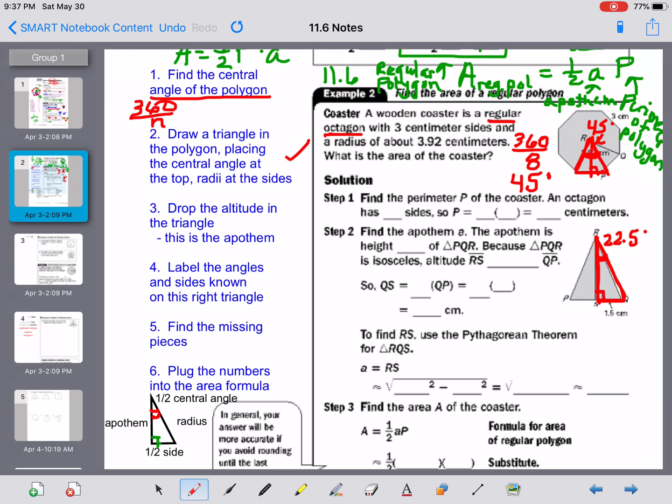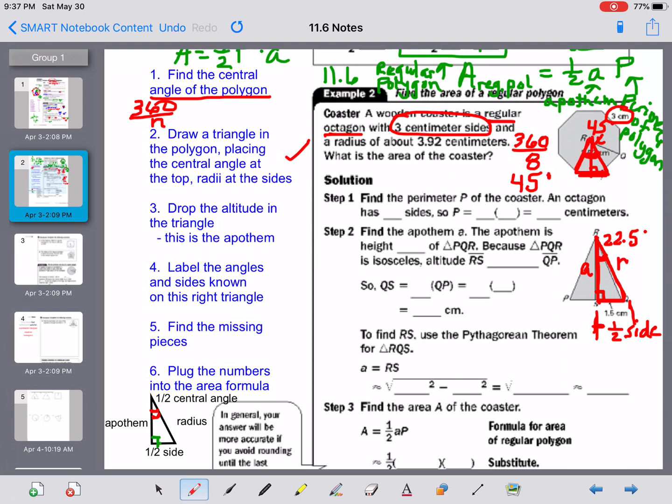My apothem is over here on the left. Over here on the right is my radius. And down on the bottom, this was my full side, so this measure right here is half my side. From here to here is just half of the side. They told us that the side is 3 centimeters, so half of that is 1.5.